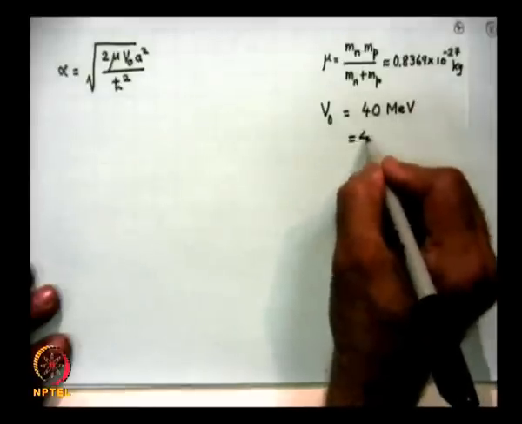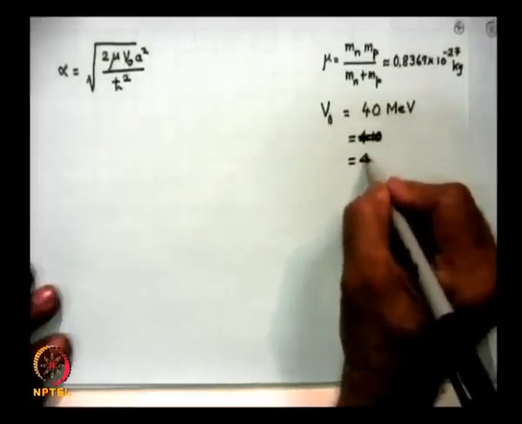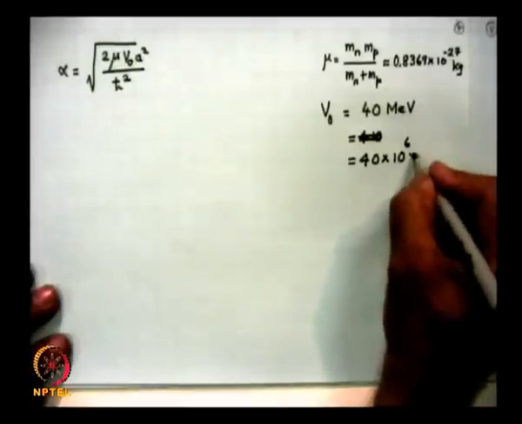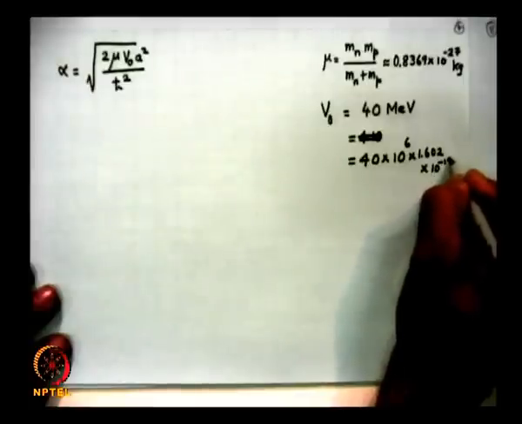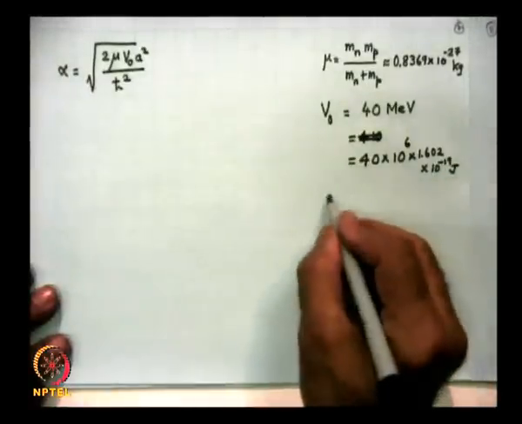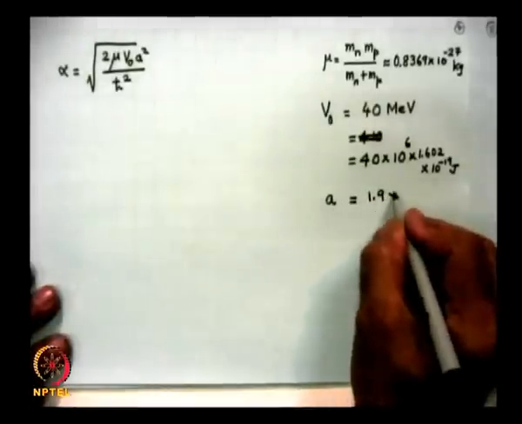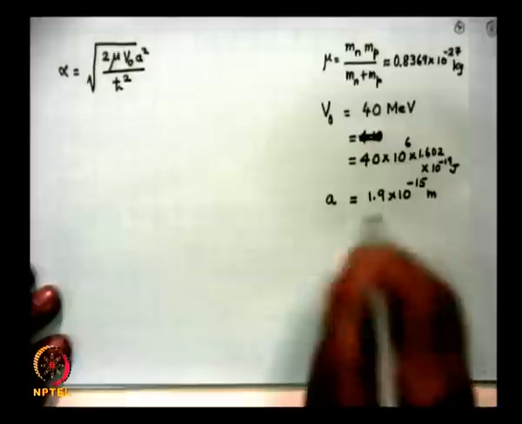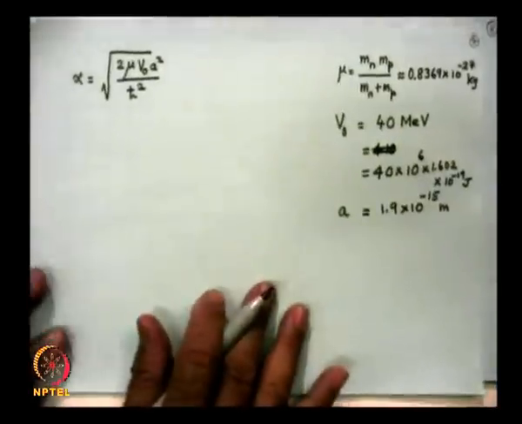So, this is equal to 40 into 10 to the power of 6 electron volts multiplied by 1.602 into 10 to the power of minus 19. This is in joules. And we assume A is equal to about 1.9 Fermis. This is a typical value, 10 to the power of minus 15 meters. This is the range of the potential. So, let me substitute it here.